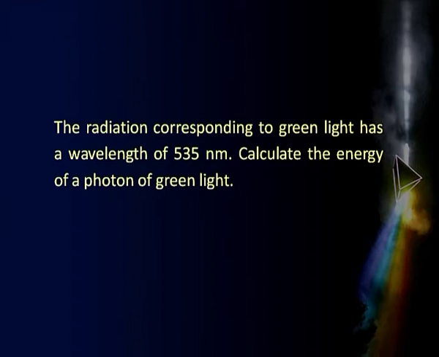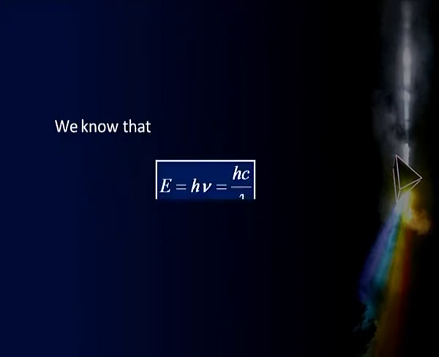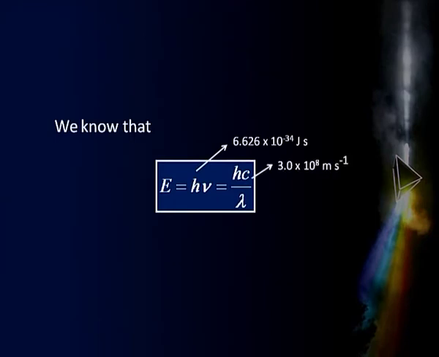Next, let's take an example to see an application of this. Suppose I take up this small exercise: a radiation corresponding to green light has a wavelength of 535 nanometers. Calculate the energy of a photon of green light. It is a very simple problem. We recall that E is equal to h nu is equal to h c by lambda. I am given the wavelength, and the Planck's constant and the velocity of light are known to me. So, I just substitute them.